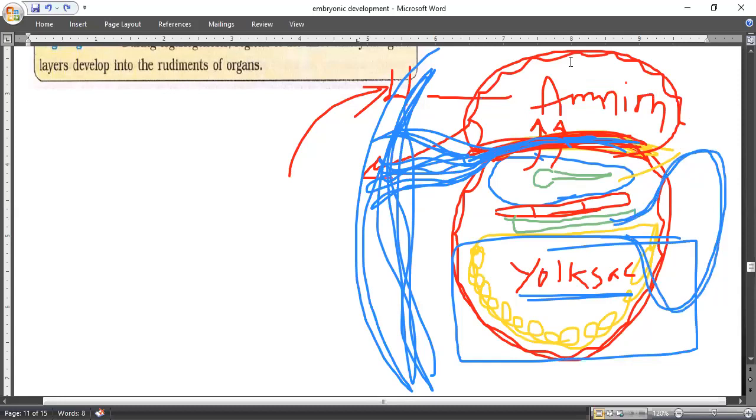Where is the embryo? I'll make a box around the embryo. This is the embryo, in the yellow box. Is it visible and clear? Remaining all are extra-embryonic. So that's what we are discussing.